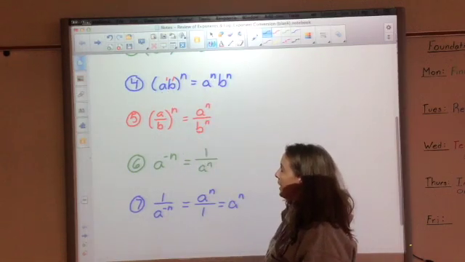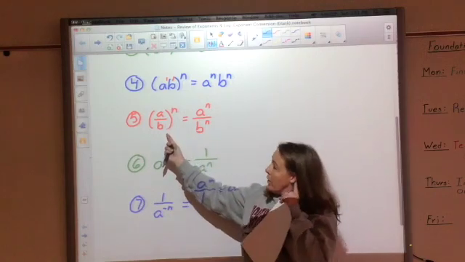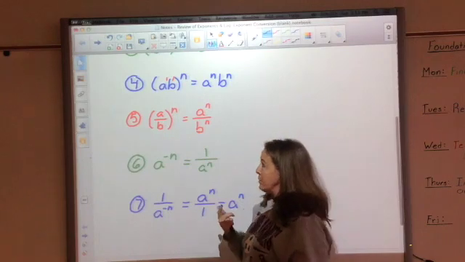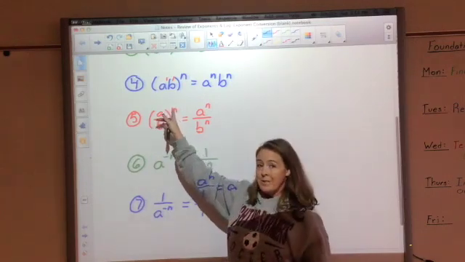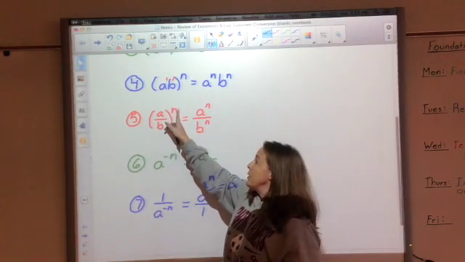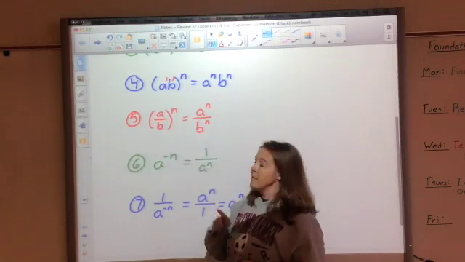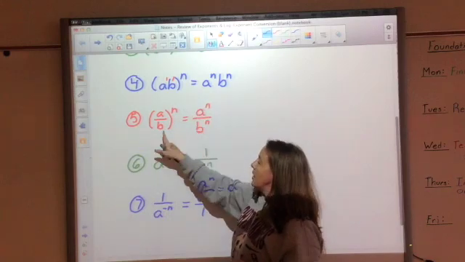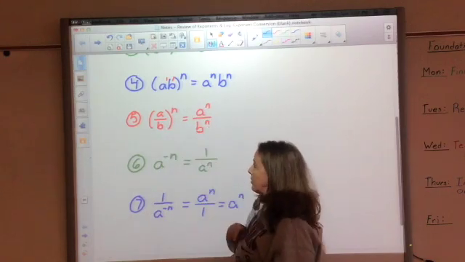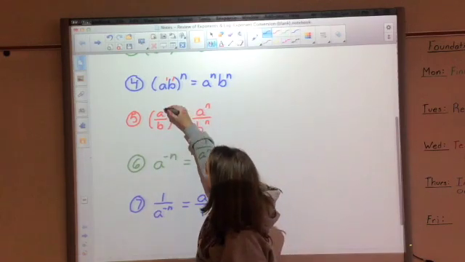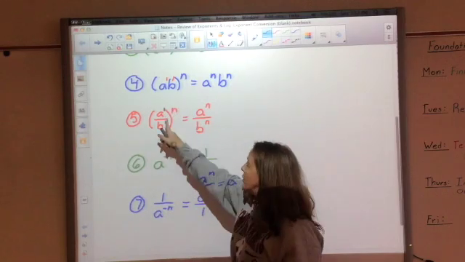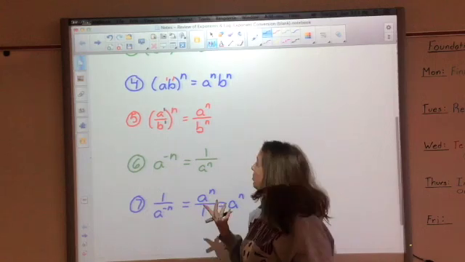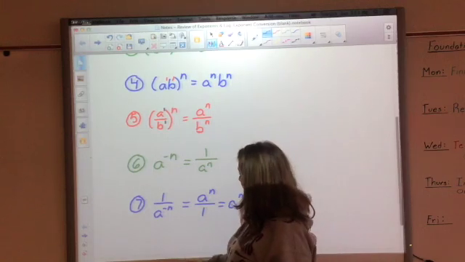For our 5th property, this is very similar as well. We have 2 bases inside, but instead of being multiplied this time, they're being divided, and that's being raised to a single exponent. So you simply distribute that exponent onto both bases. So we keep our base of a with an exponent of n, and our base of b with an exponent of n, because these are understood ones here. So 1 times n is n, 1 times n is n. Therefore, a to the n over b to the n.